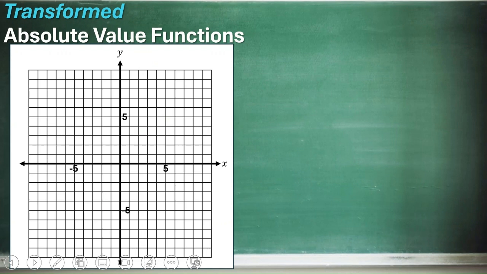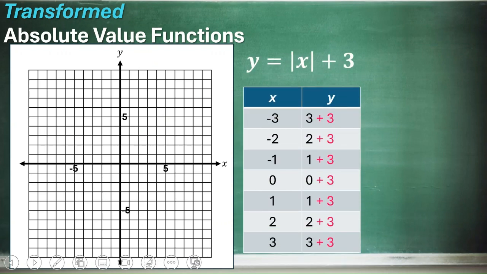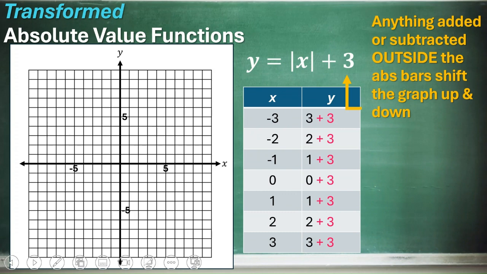Now, let's look at some transformed graphs, because that's going to help us better understand the absolute value function. In this graph, we have y equals the absolute value of x plus 3. If you look at the table, you're going to notice every y value has 3 added to it. That means my y value is getting bigger by 3, hence moving our graph up. The big idea here is whenever you have a number added outside the absolute value bars, if that number is positive, it shifts the graph up that number. If the number is negative, it shifts the graph down that number.